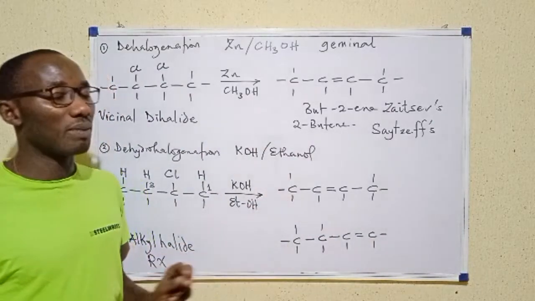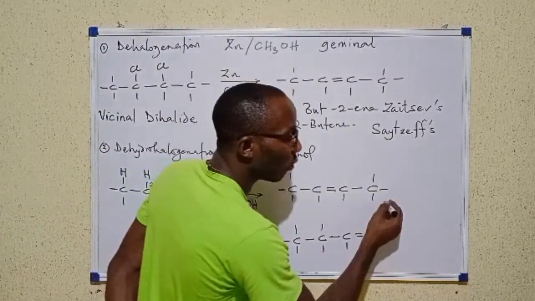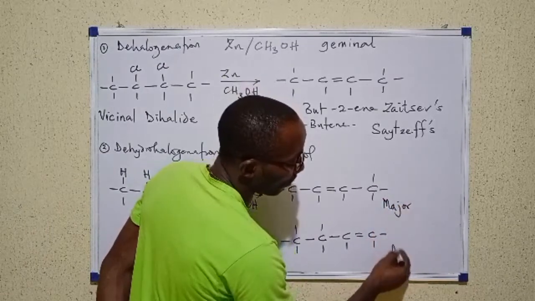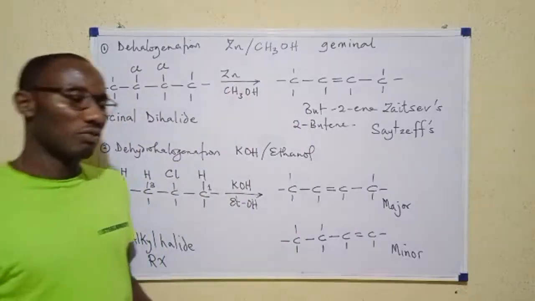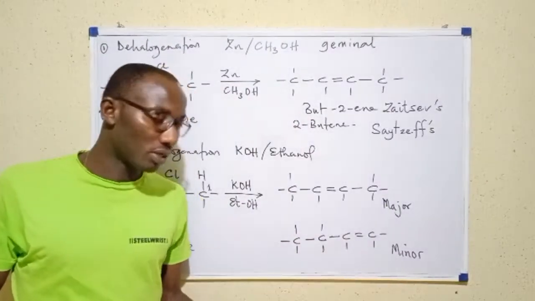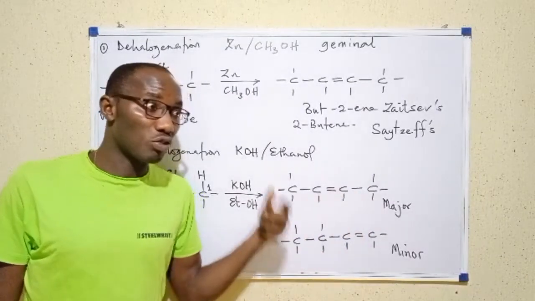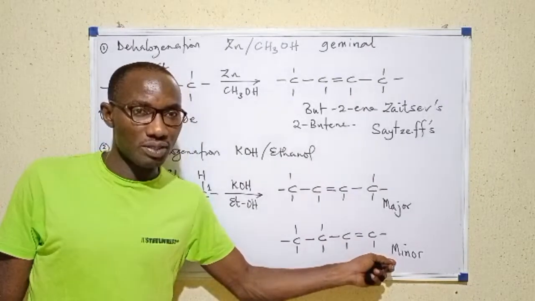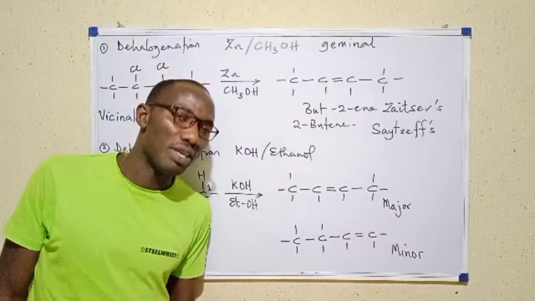We'll have both of them as products in real life. And this upper one would predominate. We'll call it the major product, while we'll call that the minor product. What do we mean? It means that if we have 100% product, this will make up more than 50%. It will predominate, it will be more abundant, whereas this will make up less than 50%. So we'll call it the minor product, whereas that is the major product.